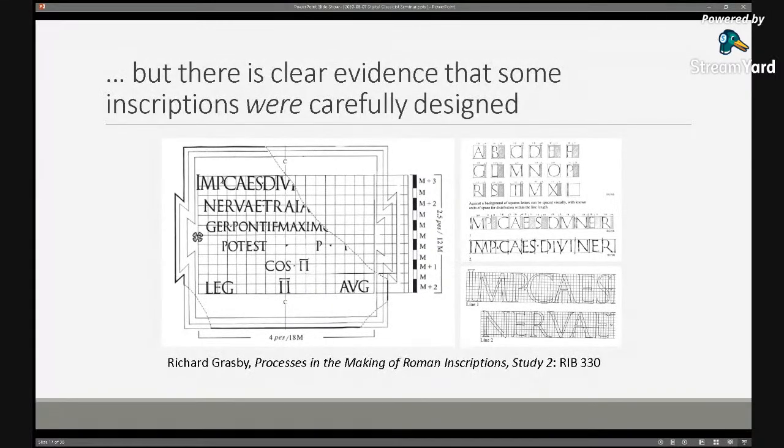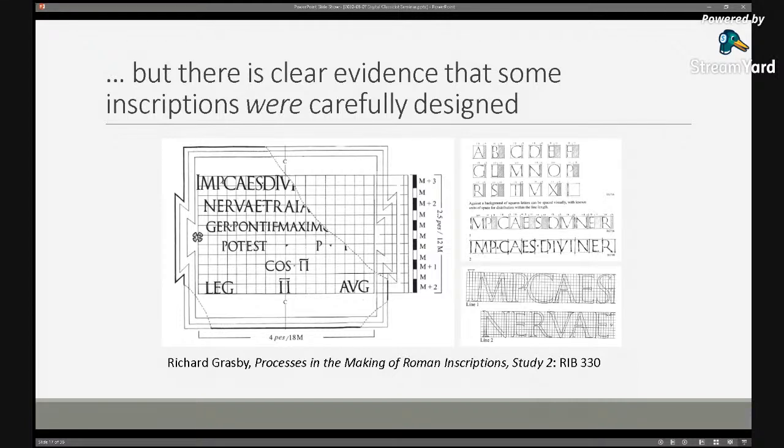However, there is very clear evidence that some inscriptions were incredibly carefully designed, and here I'm going to turn to the work of Richard Crasby, who, sadly, died a few years ago. He was a lettercutter who worked all his life as a stonecutter, and he produced one of the main works on lettercutting in the modern age. He had a deep interest in the processes behind creating Latin inscriptions in the Roman period, and he wrote a number of very detailed studies on specific stones.